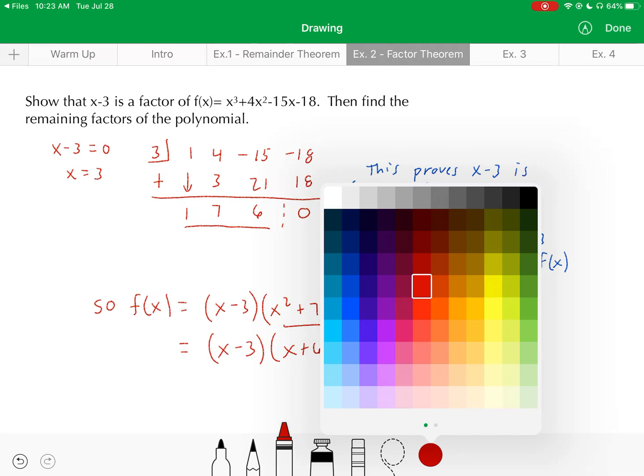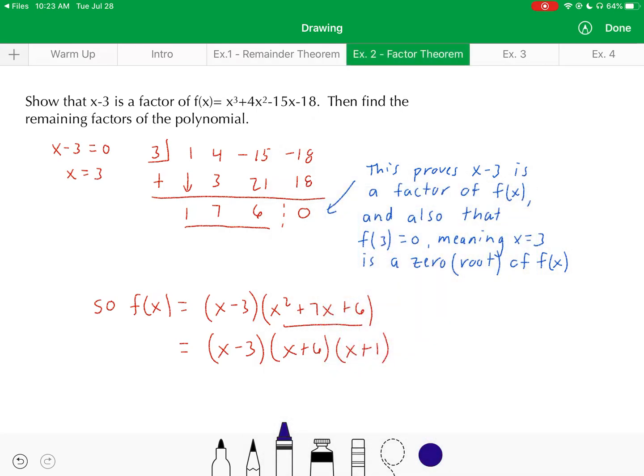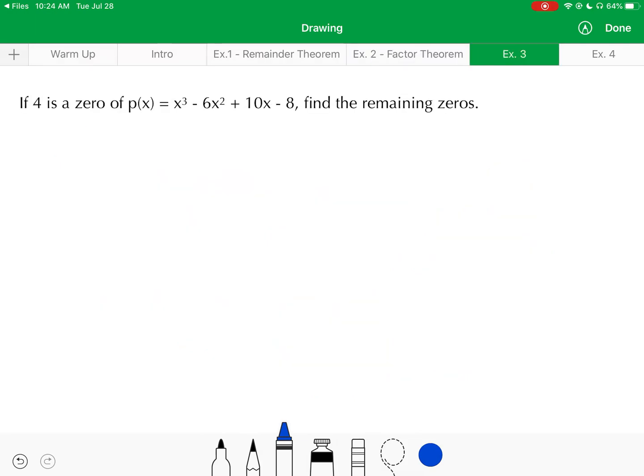And that means that these are your remaining factors, right? Because we were told that x minus 3 was a factor from the get-go. Okay. All right, moving forward.